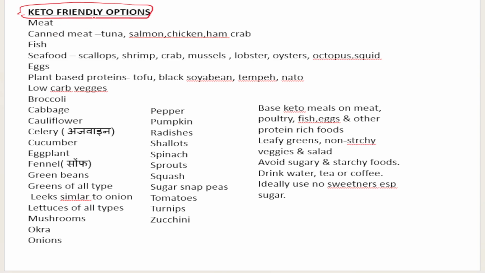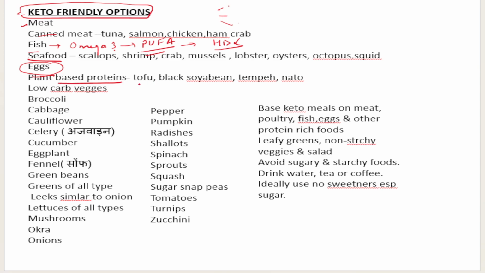But the ketogenic diet, as we saw, has different versions. One version for weight loss, another for diabetes, another for other disorders, etc. So keto-friendly options include meat, canned meat, fish. Now fish is a source of omega-3 fatty acid, which is a polyunsaturated fatty acid, an essential fatty acid. It promotes high density lipoprotein, and it is good for the body. Then seafood, eggs. Eggs are also a keto-friendly option.